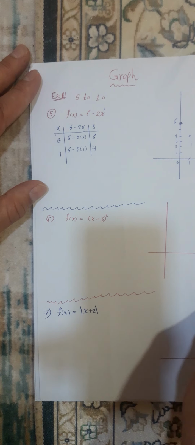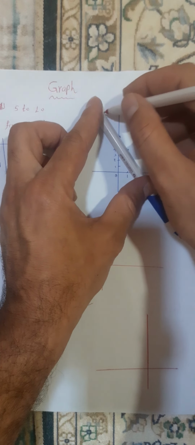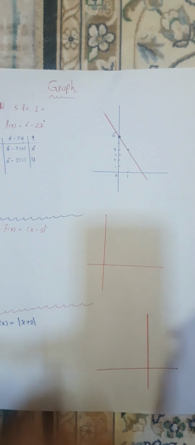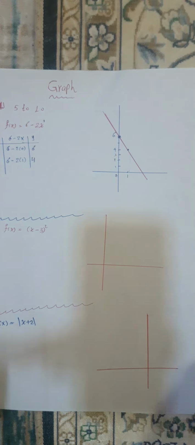And the graph of the linear function is a straight line. So the graph of the function is done.